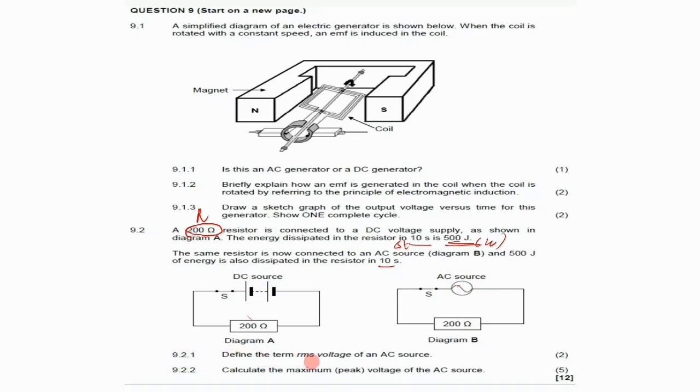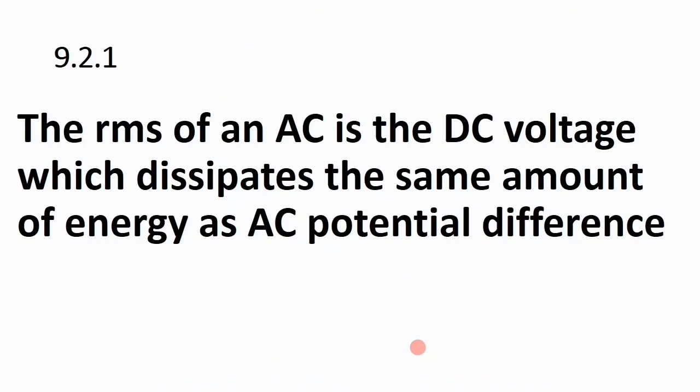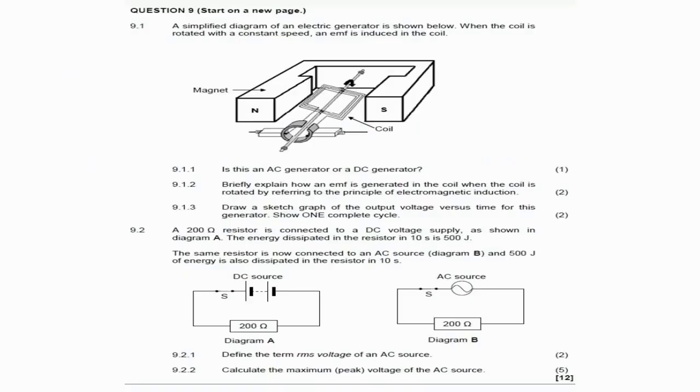9.2.1 says define the term RMS voltage of an AC source. So this is how we are required to define it. We say the RMS of an AC is the DC voltage which dissipates the same amount of energy as the AC potential difference. This is how you are required to define it according to your CAPS document.